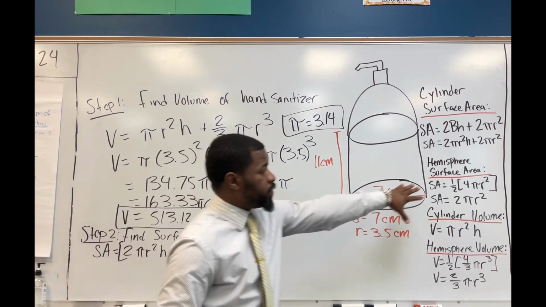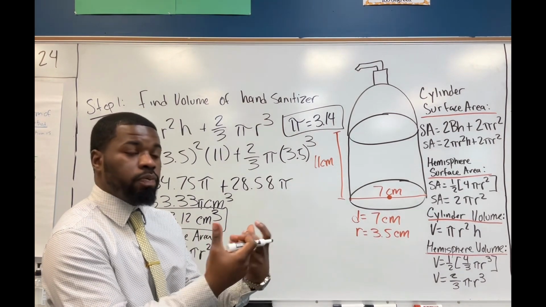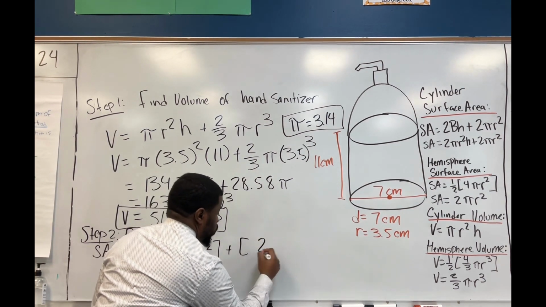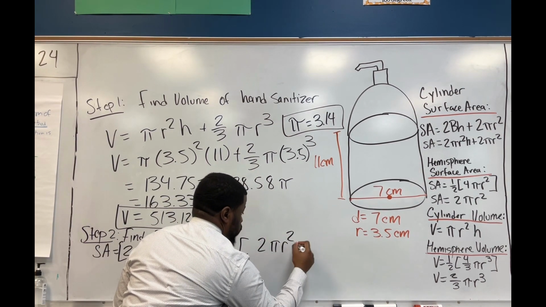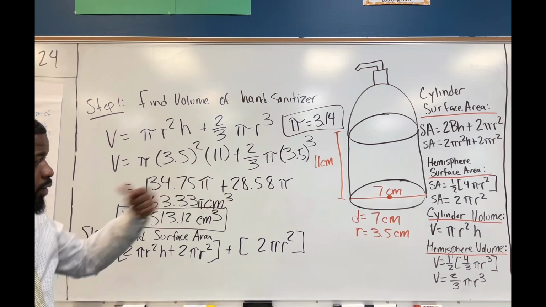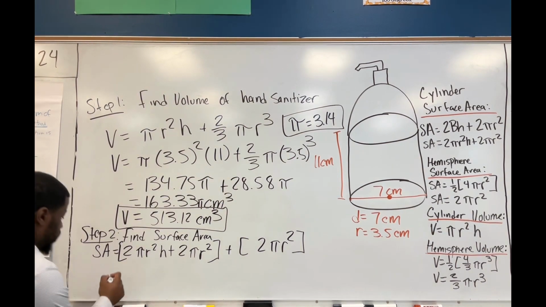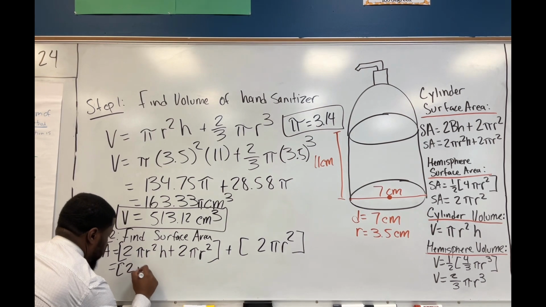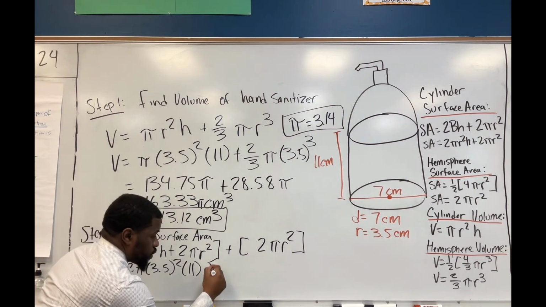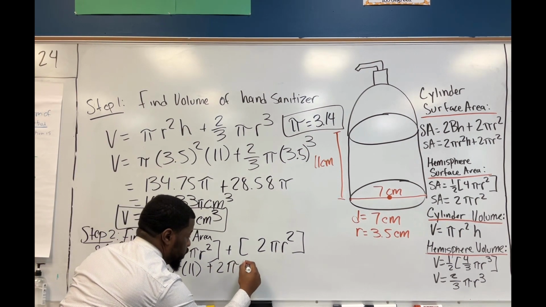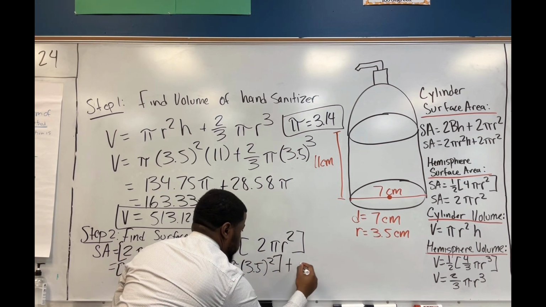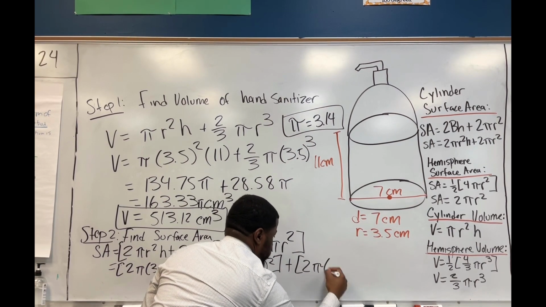And then now we're going to implement the hemisphere. Being as though we combine it, when you hear the word combine, that means to add. So plus 2 times pi r squared. The same thing that I did last time, I just substitute the values back into the equation. So in this case, we're going to have 2 pi times 3.5 squared times 11 plus 2 pi times 3.5 squared plus 2 pi times 3.5 squared.